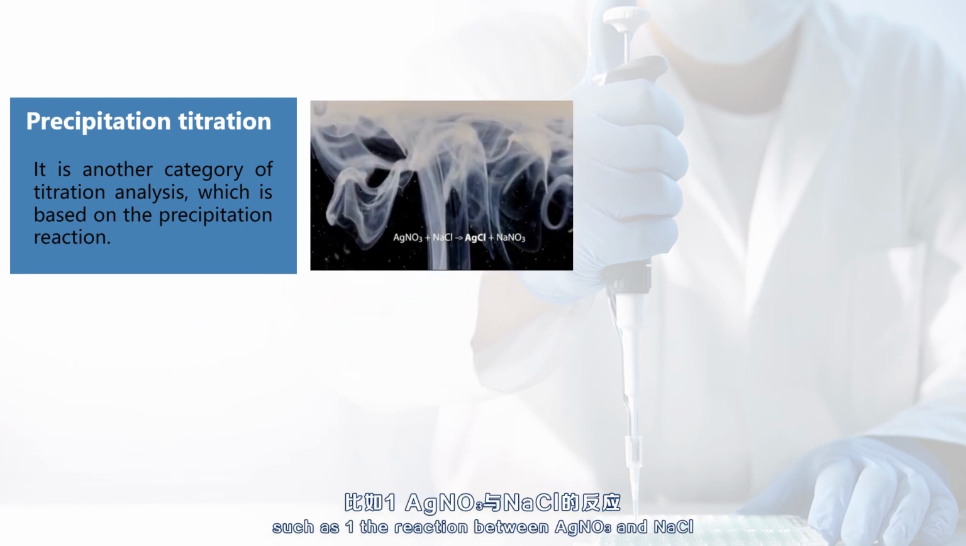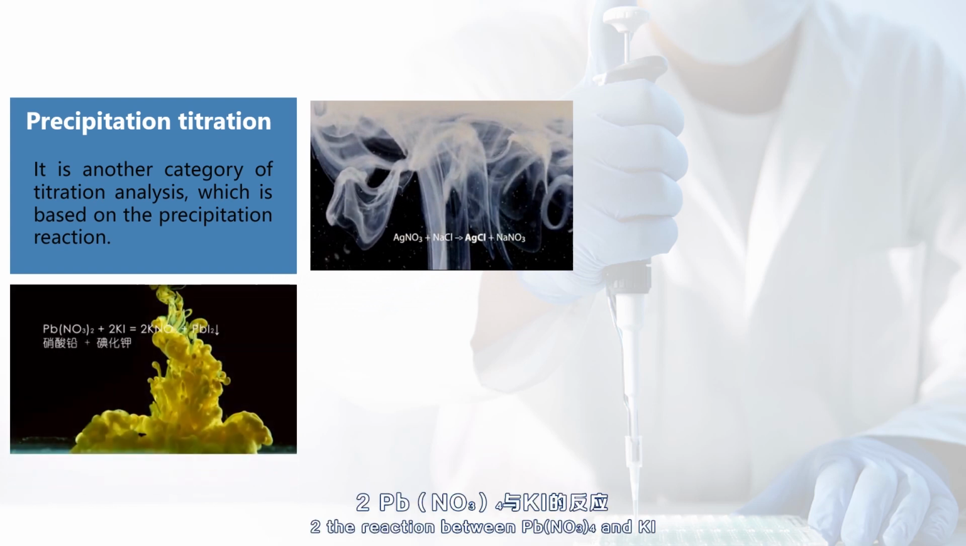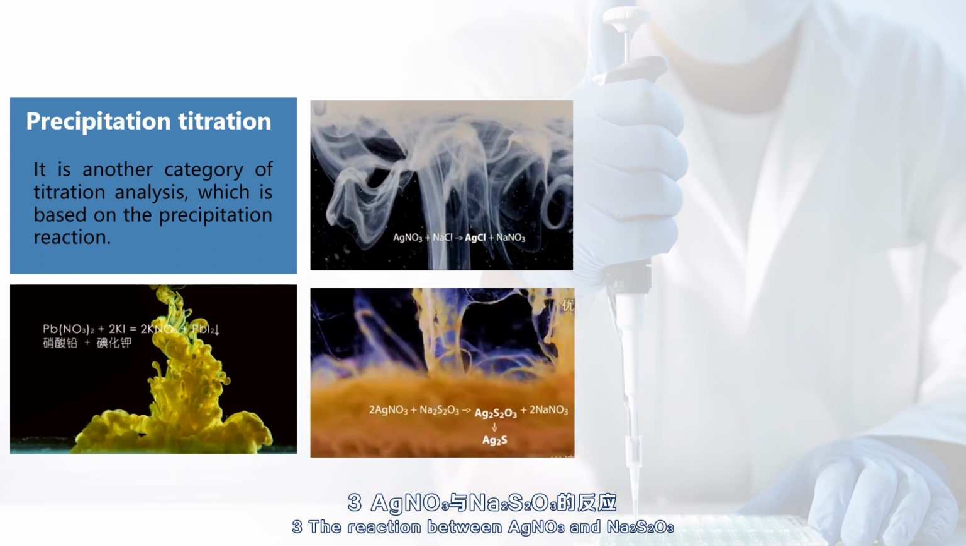The reaction between silver nitrate and sodium chloride with white silver chloride precipitate. Second, the reaction between lead nitrate and potassium iodide with yellow lead iodide precipitate. Third, the reaction between silver nitrate and sodium thiosulfate will produce silver thiosulfate precipitate. But the precipitation of silver thiosulfate is unstable and will further hydrolyze to form black silver sulfide. Therefore, the yellow or brown mixed precipitate of silver thiosulfate and silver sulfide is finally obtained.